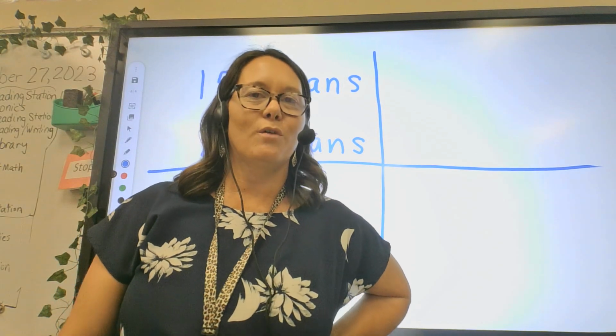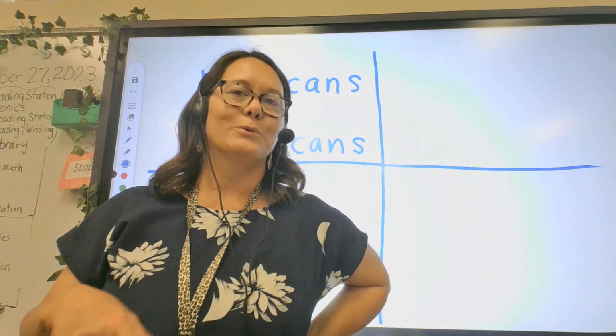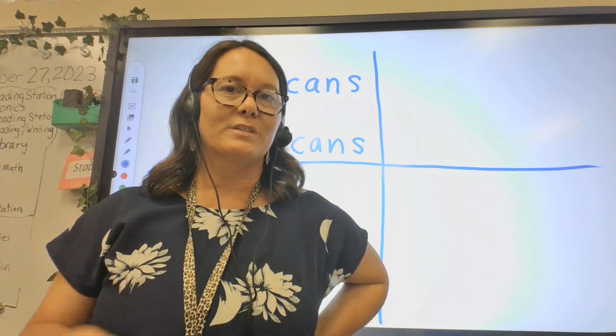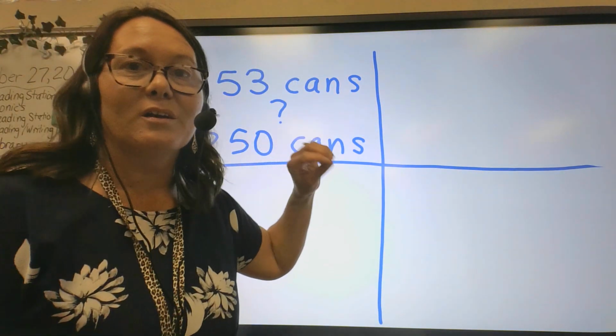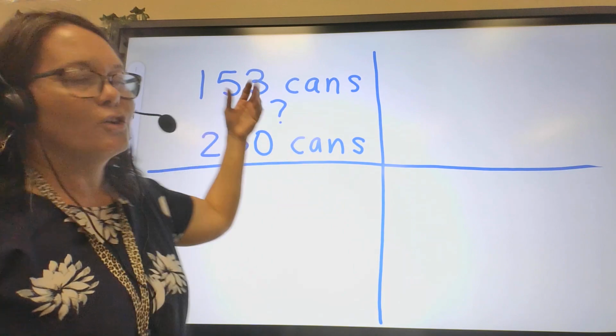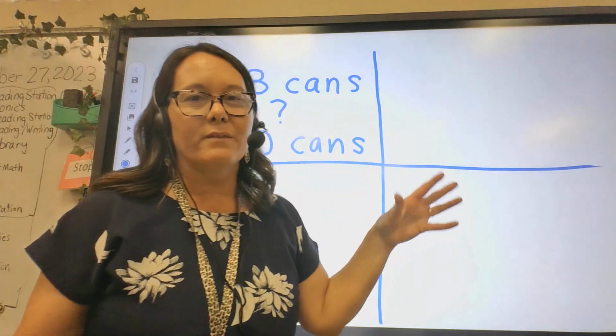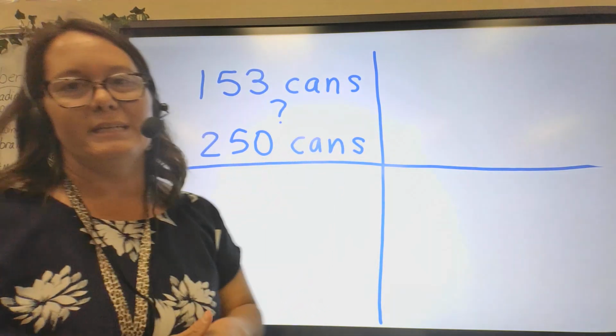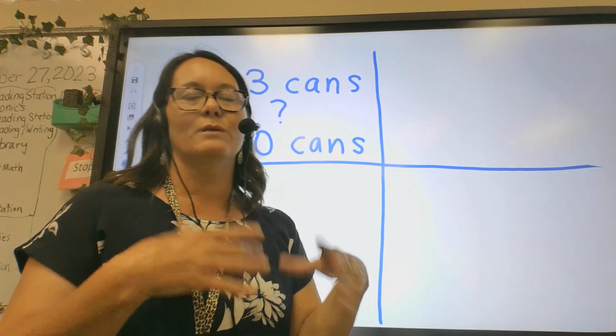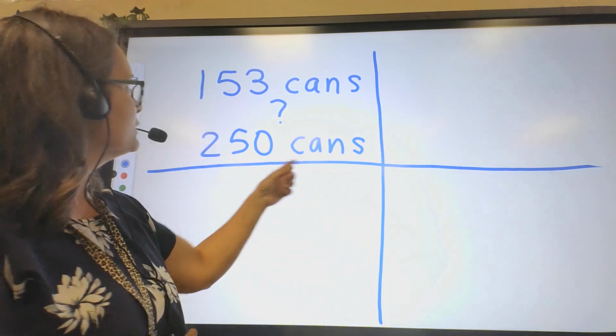Hi, I just want to go over a few of the strategies we're going to use to add and subtract our numbers as we go through the unit. So, for example, we have a word problem where we have 153 cans for the food drive. We need some more cans because we need a total of 250 cans. We want to figure out how many more cans we need in order to get the total cans.